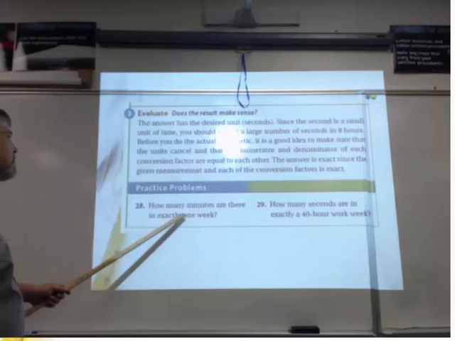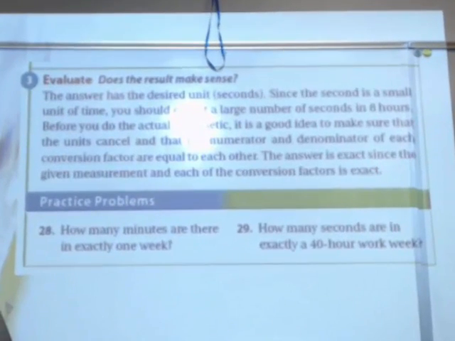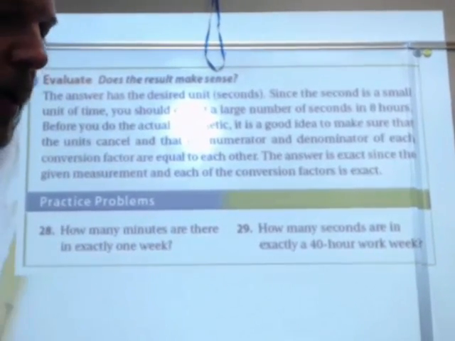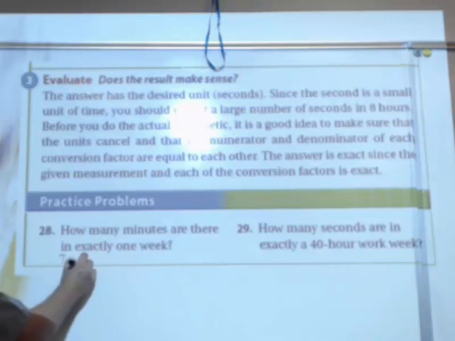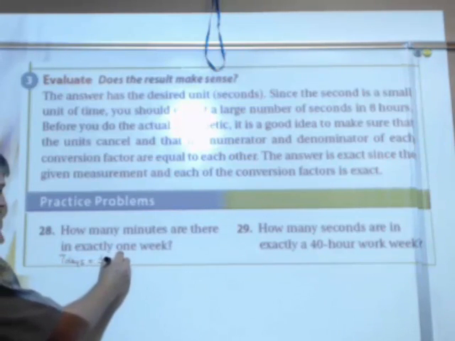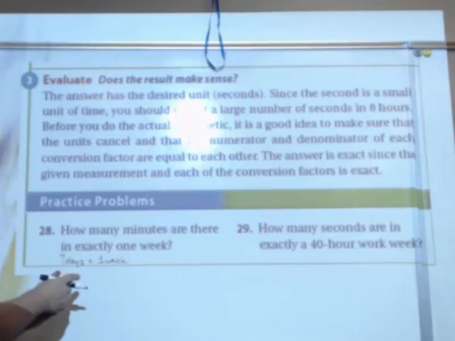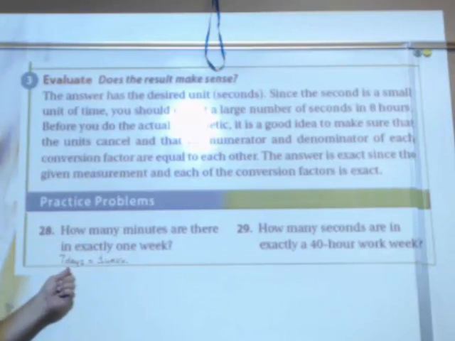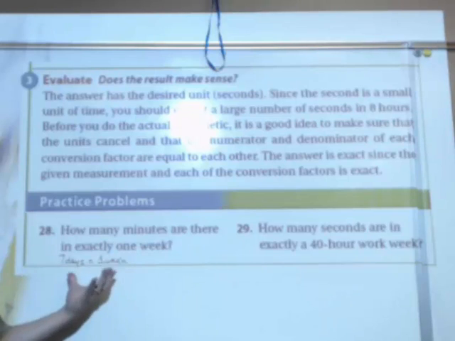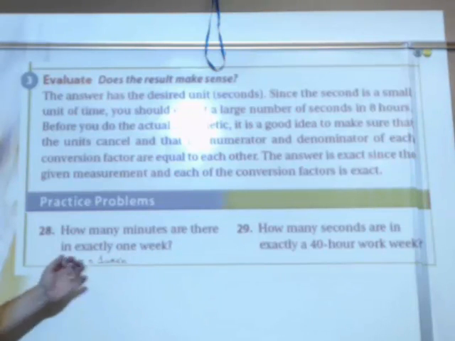So let's try this. How many minutes are there in exactly 1 week? If you think you know what you're doing, what's the first thing you would start with to set this up? Go ahead. 7 days in 1 week. Okay, that's an equivalency. Anytime you say 7 days are the same thing as 1 week, this is going to end up in a conversion factor, but it's not one yet. Until you've decided what goes on top and what goes on bottom, you don't have a conversion factor, but you do have 2 things that are equal to each other, which we'll call an equivalency. Okay? So that's 7 days in 1 week.